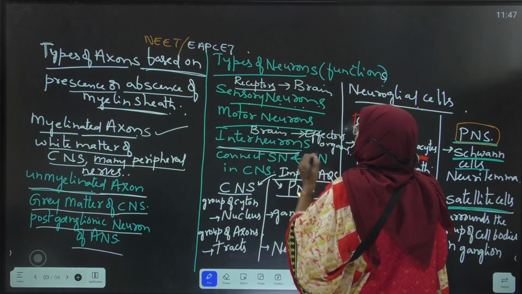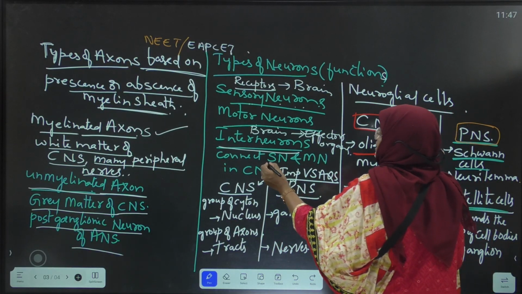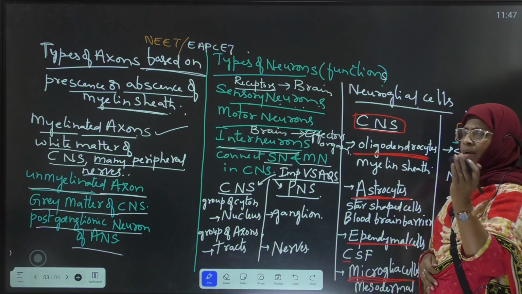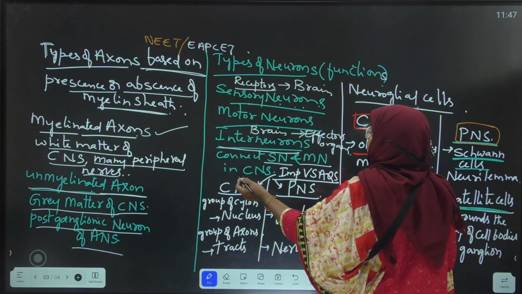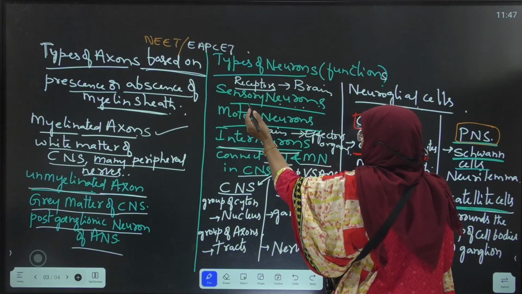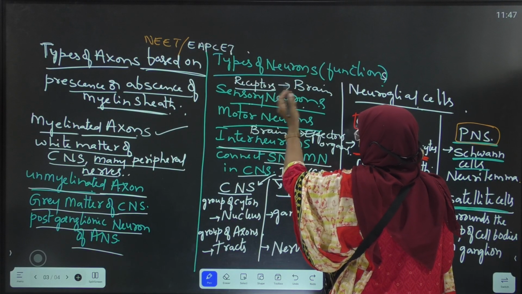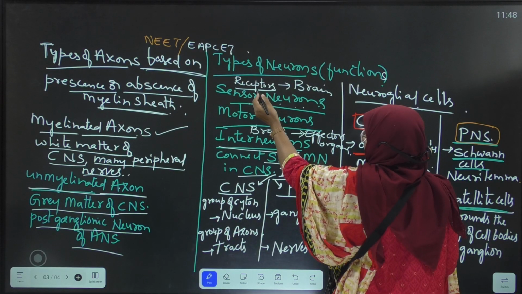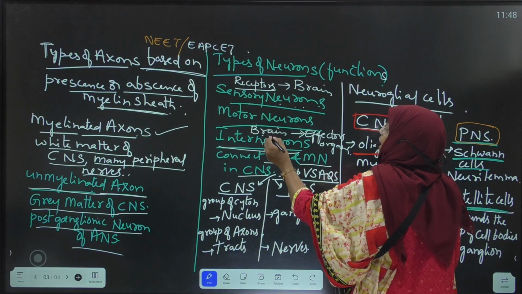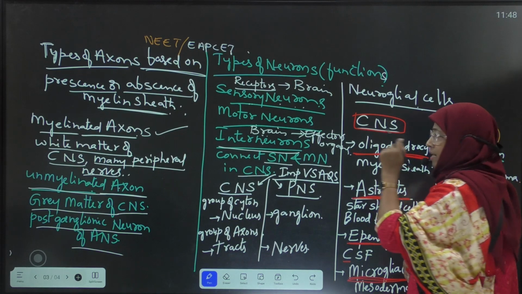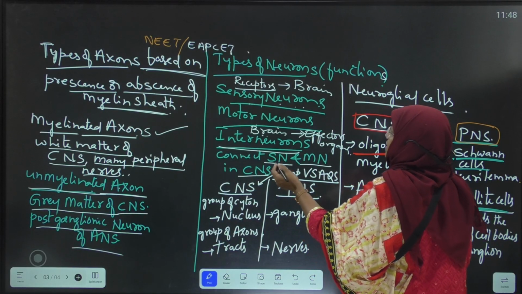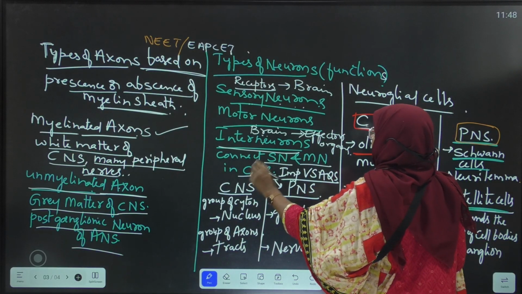Next, third type of neurons are interneurons, which connect sensory neurons and motor neurons. The neurons which connect sensory neurons with motor neurons are called interneurons. They are present in the central nervous system. Sensory neurons carry information from receptors to brain. Motor neurons pass orders from brain to the effector organs like muscles and glands. Interneurons connect sensory neurons with motor neurons and are present in CNS.